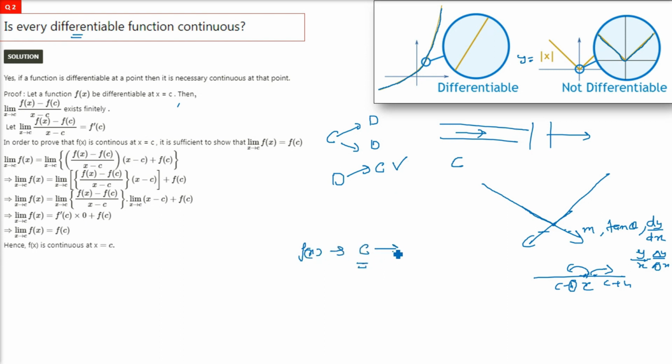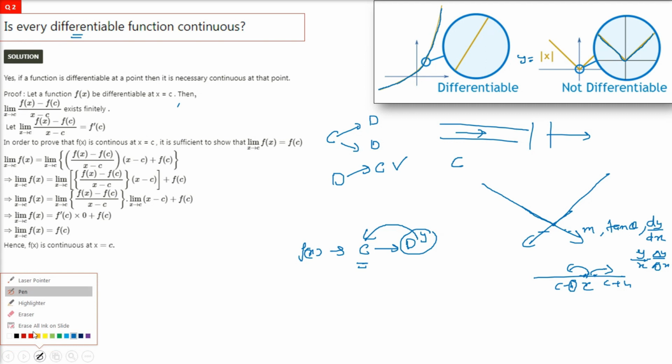Okay? So continuity does not guarantee differentiability, whether it is yes or not, but differentiability guarantees the continuity. The question is asking only about yes or no, so you can stop here. But if you want to prove it, then we also have different options to prove it. I'll just prove it.